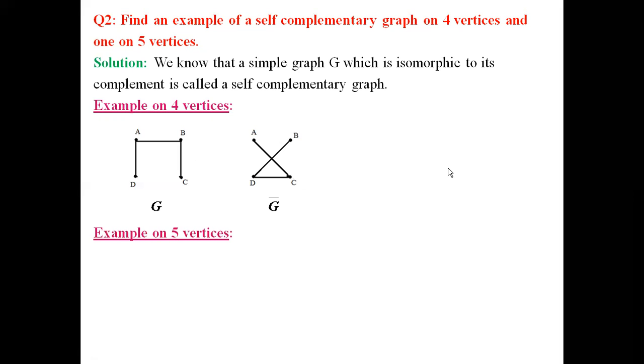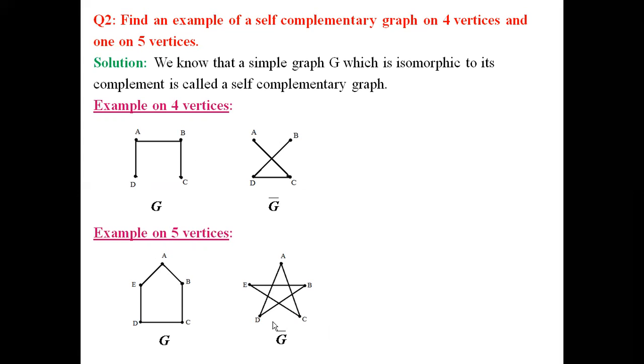Similarly, an example on 5 vertices is taken here. So this gives us an example on 5 vertices. I have taken a pentagon form. A, B, C, D, E are the vertices and they are joined by an edge. This is the graph G for us and we have G complement. I have kept the positions of A, B, C, D, E as it is. The edges which are missing in G should be drawn in G complement. So this is again a self-complementary graph for us.